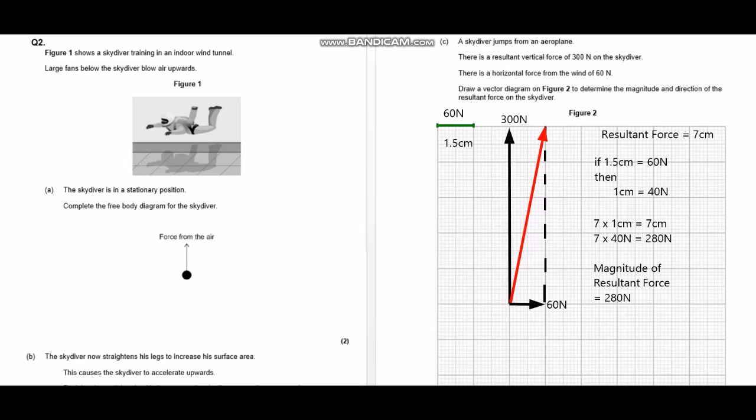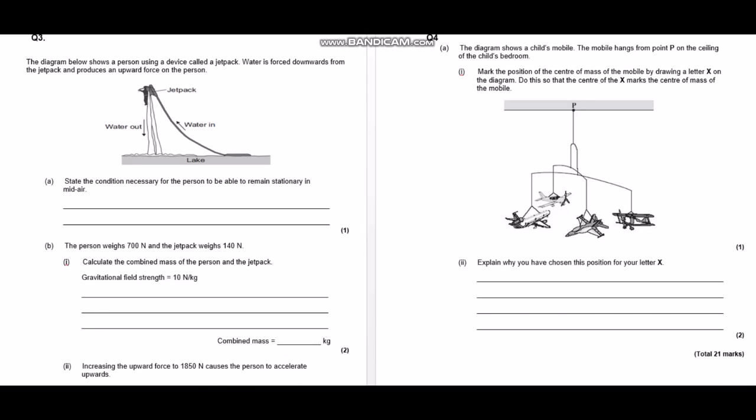Again, take a second to pause the video, because the answer is about to be taken off the screen. Question 3. The diagram below shows a person using a device called a jetpack. Water is forced downwards from the jetpack and produces an upward force on the person. A. State the condition necessary for a person to be able to remain stationary in midair.